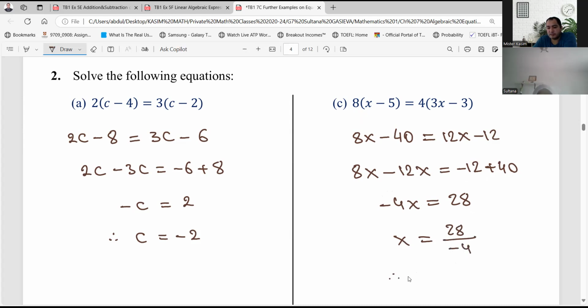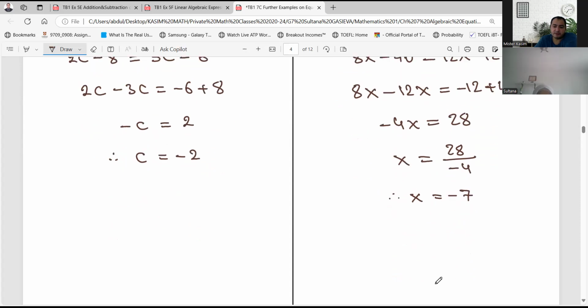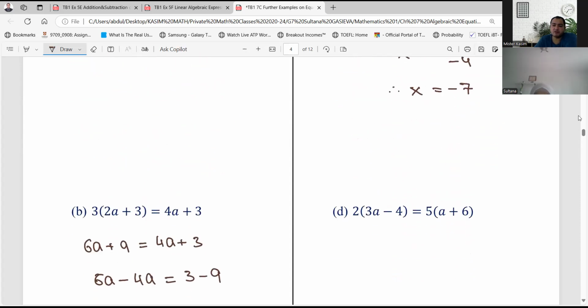Yes. Now what is the answer? And then the answer is x equals negative 7. Very good. You see? That's the Sultana. Every equation must be a piece of cake.